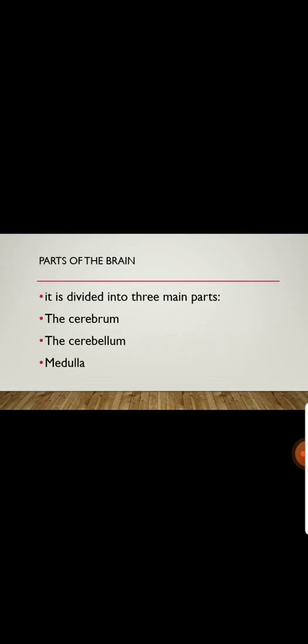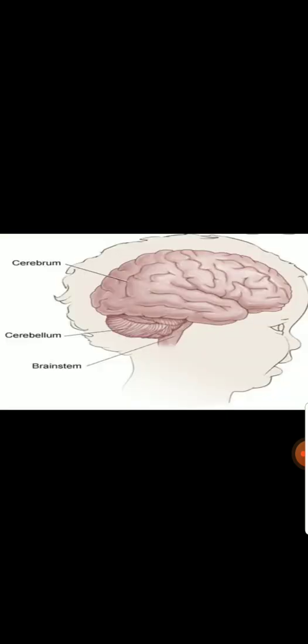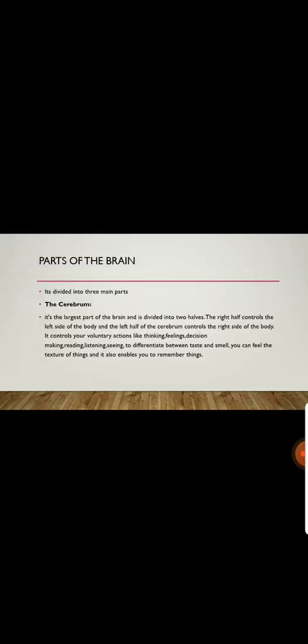Our brain is divided into three main parts. They are the cerebrum, the cerebellum, and medulla. See, there are three main parts of our brain. Cerebrum, it is the biggest part of the brain. Then under that is cerebellum, and then the brainstem or medulla.